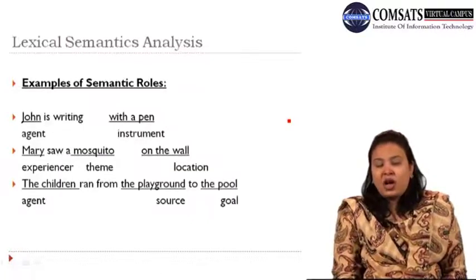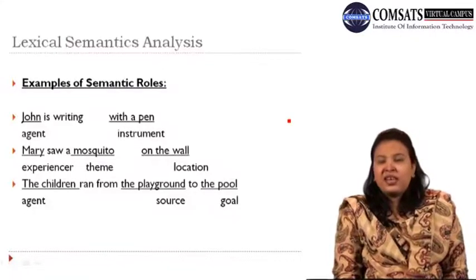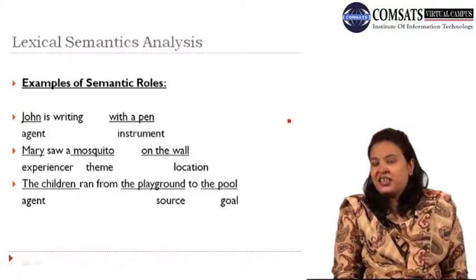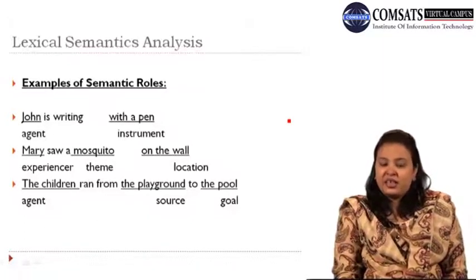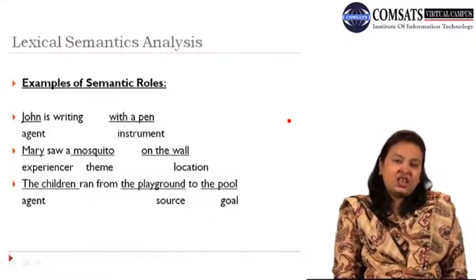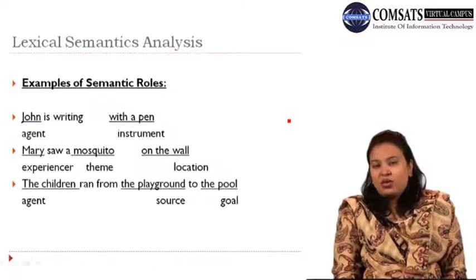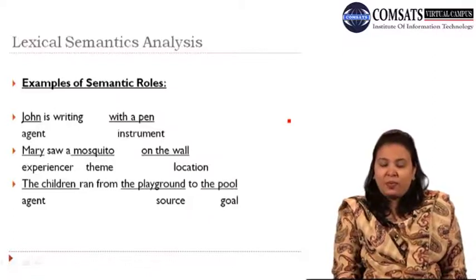Mary saw a mosquito on the wall. Now Mary saw, again what is it involving? Senses. So something that involves senses comes under the category of experiencer, because Mary is the one who is experiencing something. So Mary is the experiencer. What she has seen, a mosquito. So mosquito is the object, that is theme. And on the wall is the location where she has observed a mosquito. So on the wall is the location. That is the semantic role.